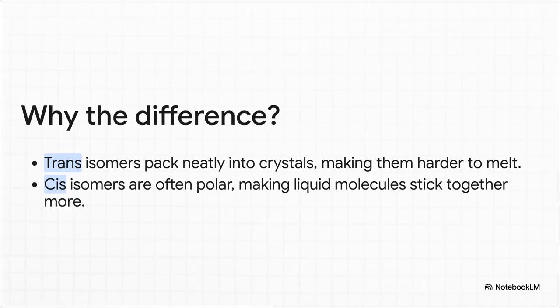It all comes back to shape. The straighter trans isomers can pack together really neatly into a solid crystal, almost like a perfectly stacked wall of bricks. It takes a ton of heat energy to break that strong structure apart. The bent cis isomers, though, they're kind of awkward. They can't pack tightly, so they melt way more easily. And the boiling point? That comes from polarity. The bent cis shape often creates a little electrical charge, making the molecules kind of sticky in liquid form, so it takes more energy to pull those sticky molecules apart and turn them into a gas.